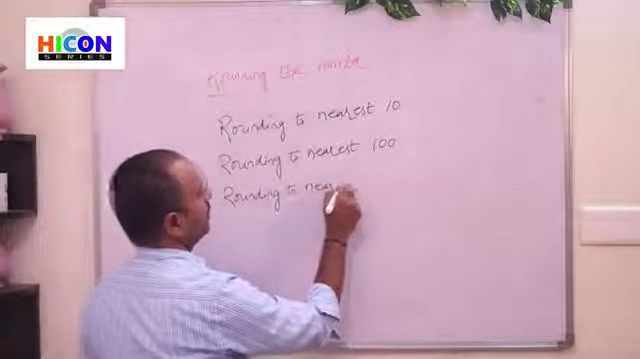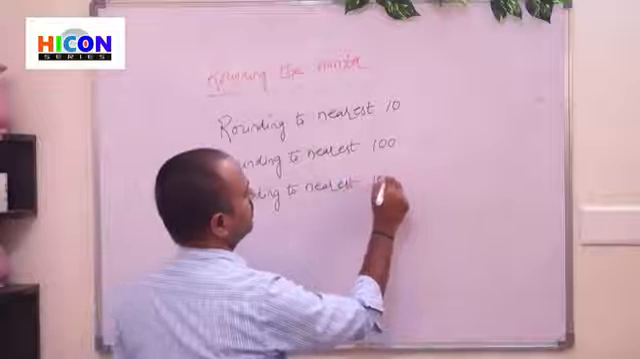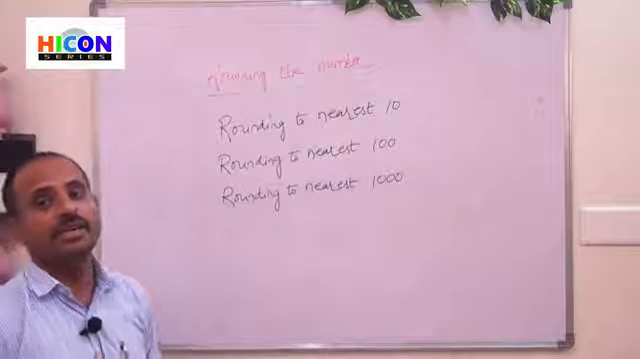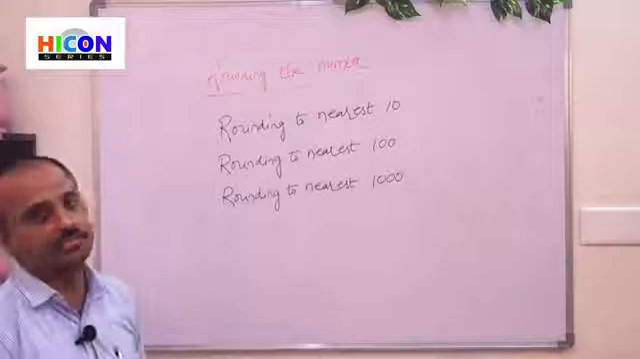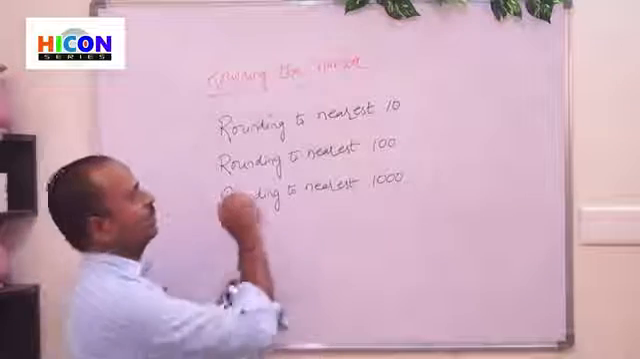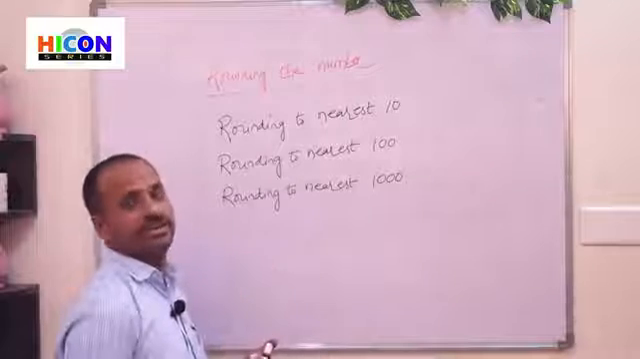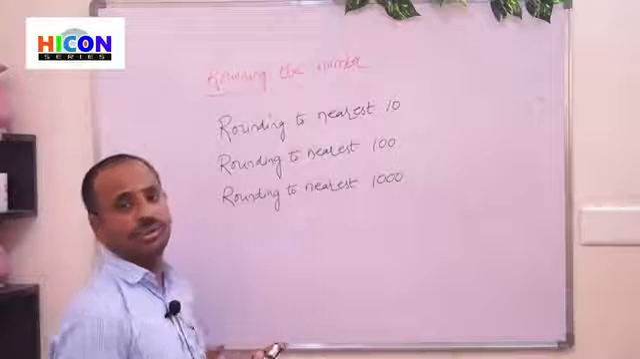Rounding to nearest 1000. So children, there are three types of rounding numbers in this lesson, in this chapter. First one is rounding to nearest 10. The second one is rounding to nearest 100. And the third one is rounding to nearest 1000.